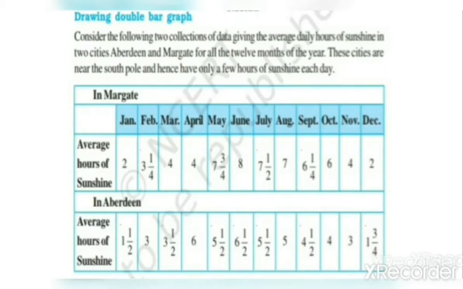Here is one example. Consider the following two collections of data giving the average daily hours of sunshine in two cities, Aberdeen and Margaret. For the 12 months of the year, these cities are near the South Pole and hence have only a few hours of sunshine each day. Here names of the months are given and average hours of sunshine in the month is also given for the two cities.